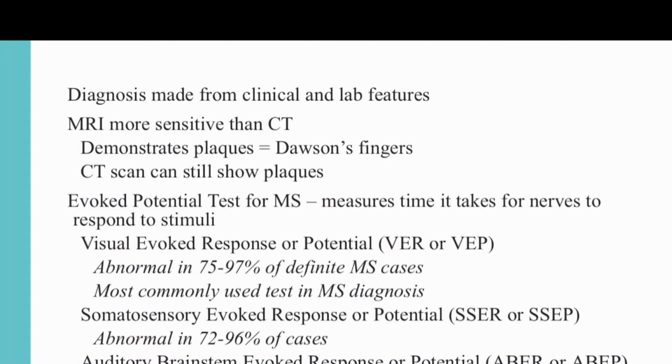So diagnosis is made from clinical and lab features. MRI is more sensitive than CT, and what you're looking for are these plaques, these Dawson's fingers. I'll show you some pictures of that in a second. CT scan can also show plaques. You can also do what's called an evoked potential test for multiple sclerosis. This wants to see how fast your muscles respond to a stimulus.